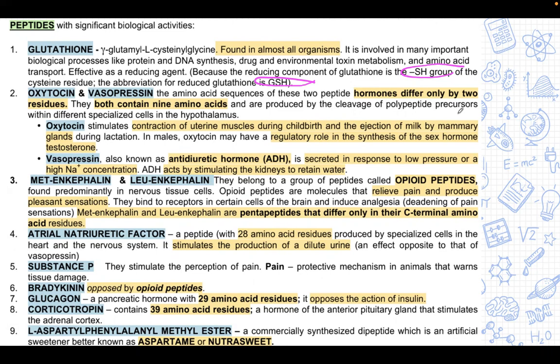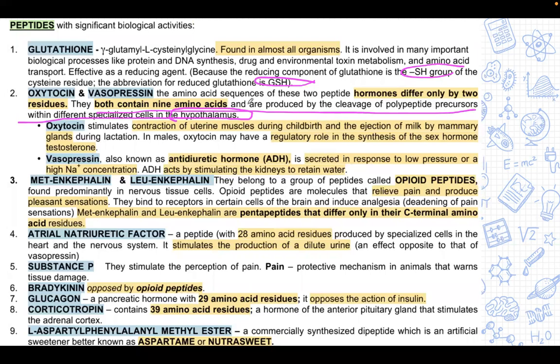Next, the oxytocin and the vasopressin. The amino acid sequences of these two peptide hormones differ only by two residues. They both contain 9 amino acids, and are produced by the cleavage of polypeptide precursors within different specialized cells in the hypothalamus. Pag tinanong kung saan po nasi-synthesize ang ating oxytocin and vasopressin, they are specialized cells that produce precursors in the hypothalamus.